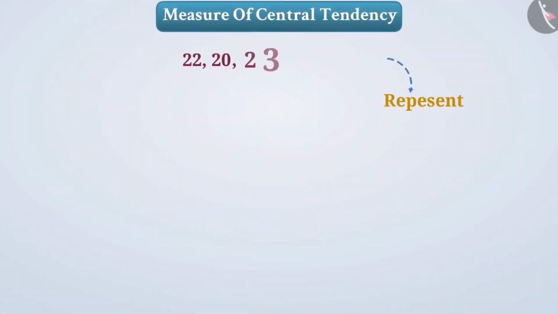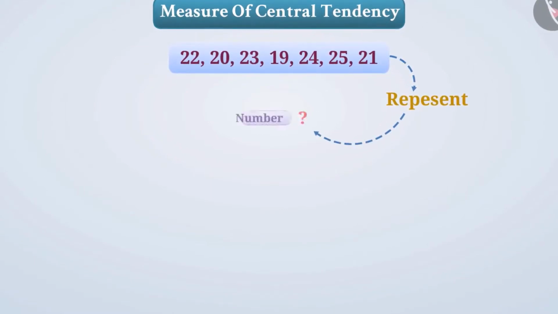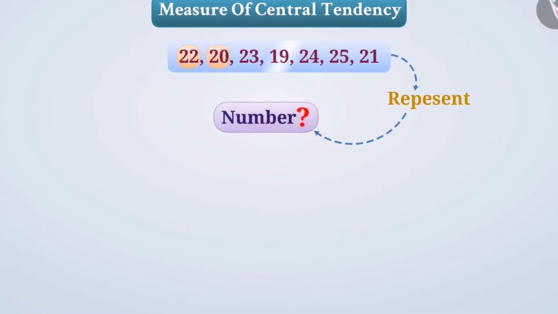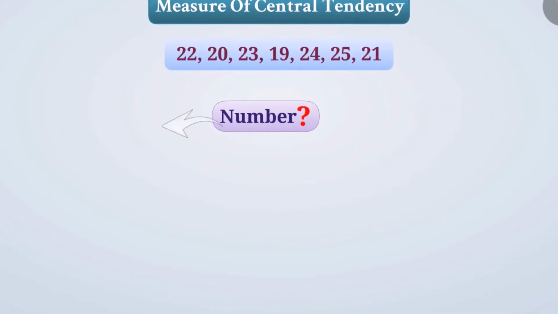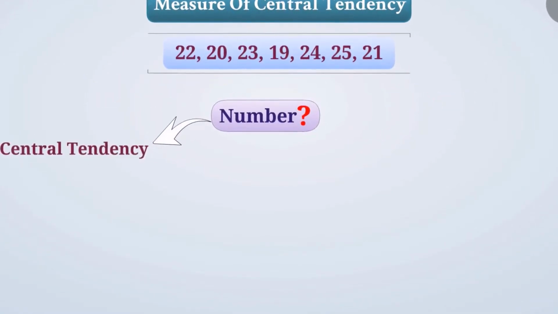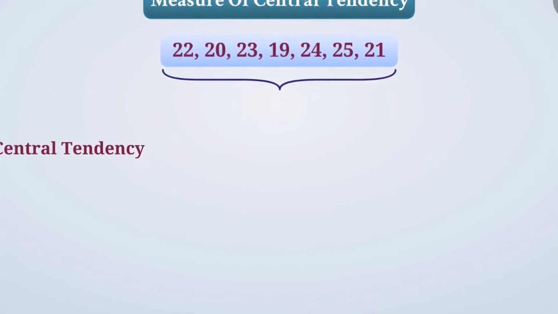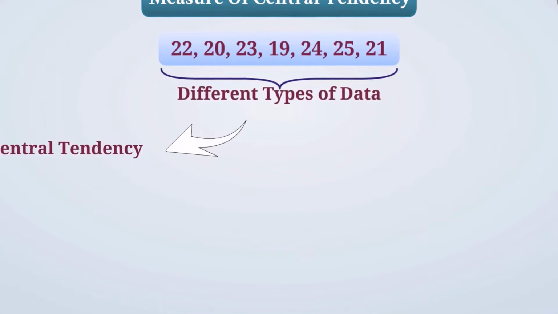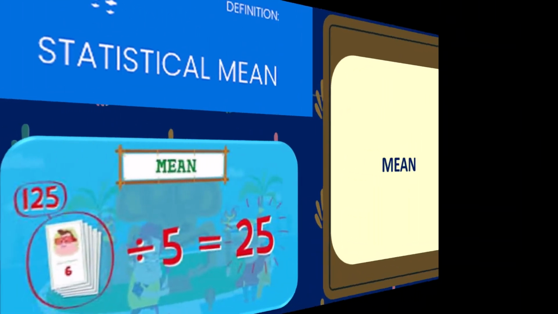To represent a group of numbers, many times we need an appropriate number that represents a group of observations. Such a number is called the central tendency of the group. We use different types of central tendency to interpret different types of data, such as mean, median, and mode.